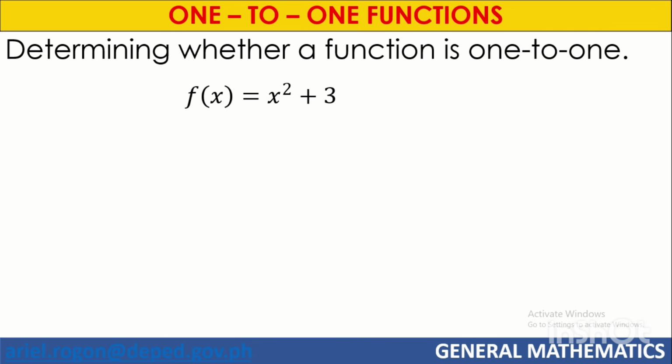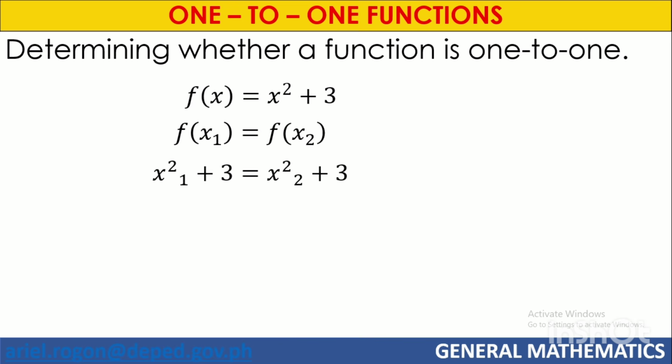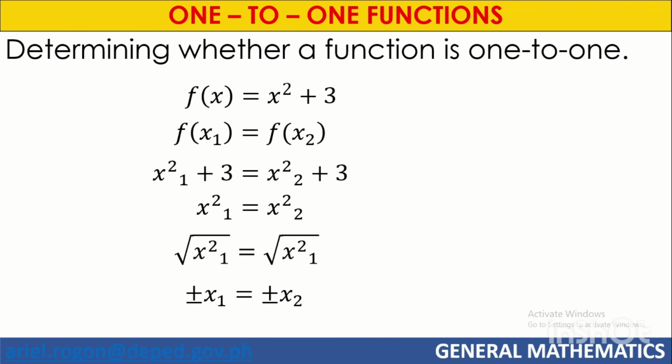Next, how about this one? F of x is equal to x squared plus 3. Again, same process. x sub 1 squared plus 3 is equal to x sub 2 squared plus 3. Okay, ma-cancel out yung 3. So, may iwan yung x squared. So, using the square root method, no, para matanggal natin yung square dyan sa x, we're going to use the square root method. That will become positive and negative x sub 1 is equal to positive and negative x sub 2. So, makikita natin meron tayong dalawang value. Ay no, dalawang sign.